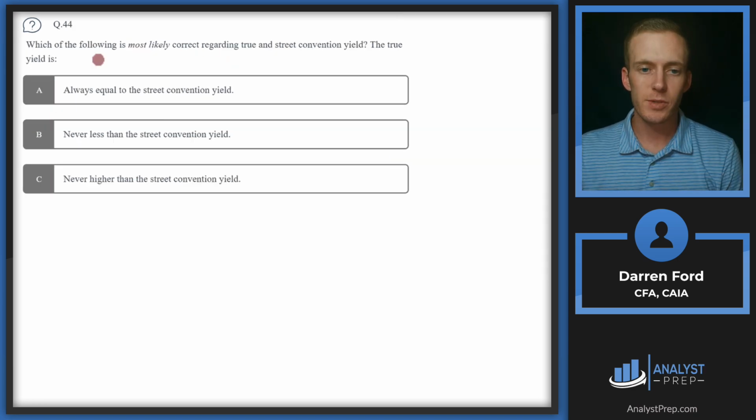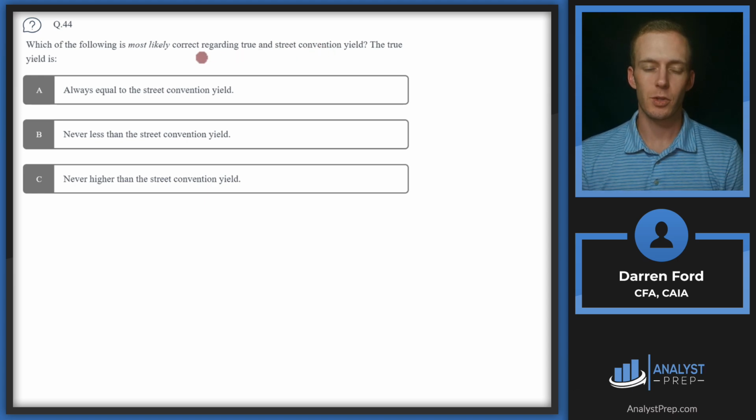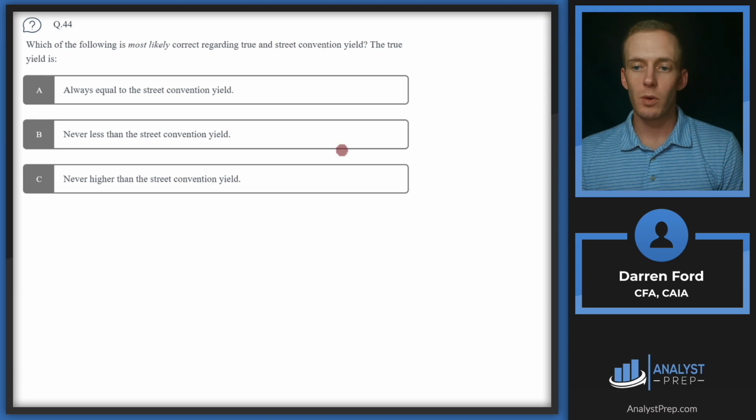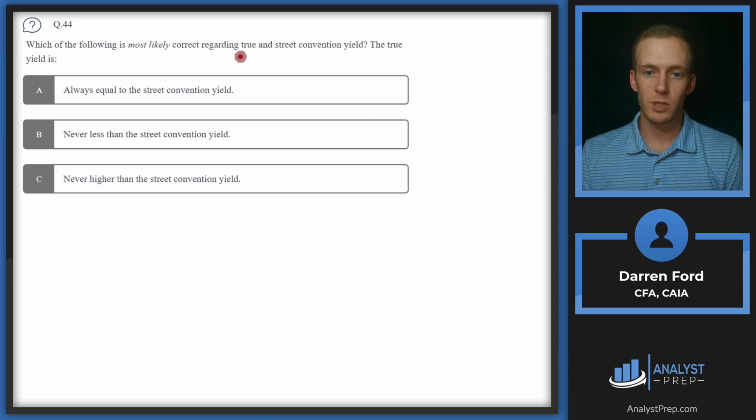Answer B. Question 44. Which of the following is most likely correct regarding true and street convention yield? The true yield is always equal to street convention yield, never less than the street convention yield, and never higher than the street convention yield. So the main difference between these two is that for true yield, we're going to be using the actual calendar days for determining the payment date.